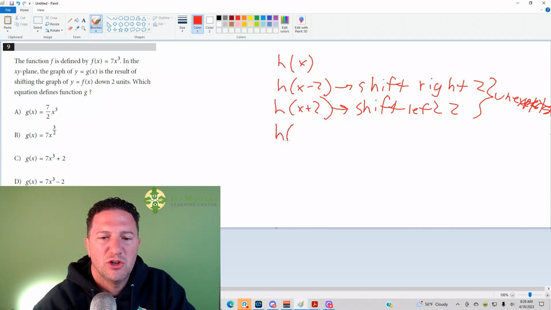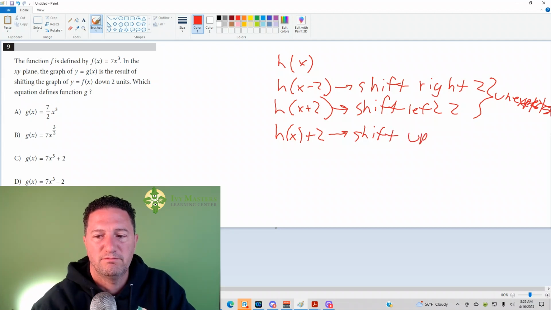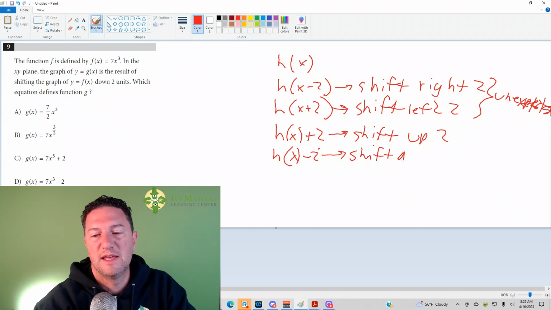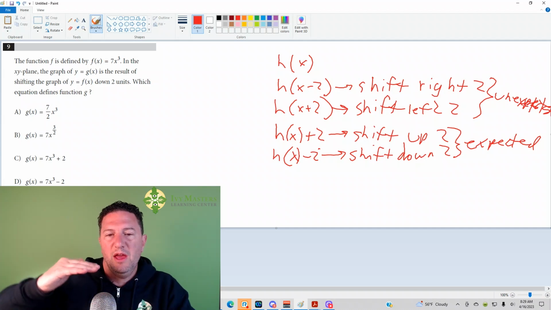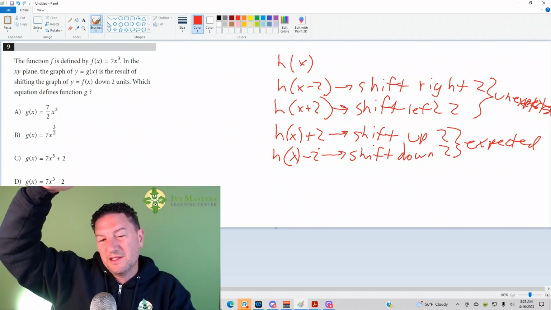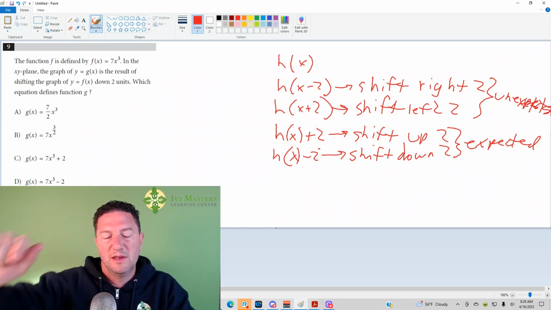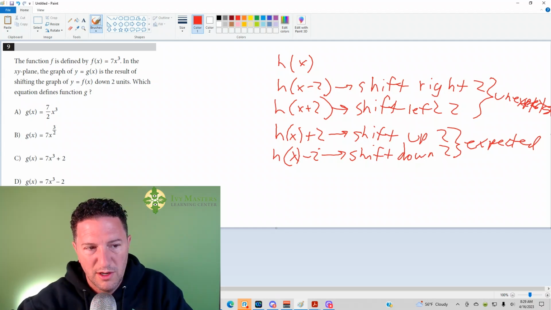If you had h of x and then you did plus 2, this would shift up. h of x minus 2 is going to shift down 2. And you might say that this is expected because if you add to your y, you would go up. That's logical. If you subtract from y, you would go down. For that reason, you know your answer here already.